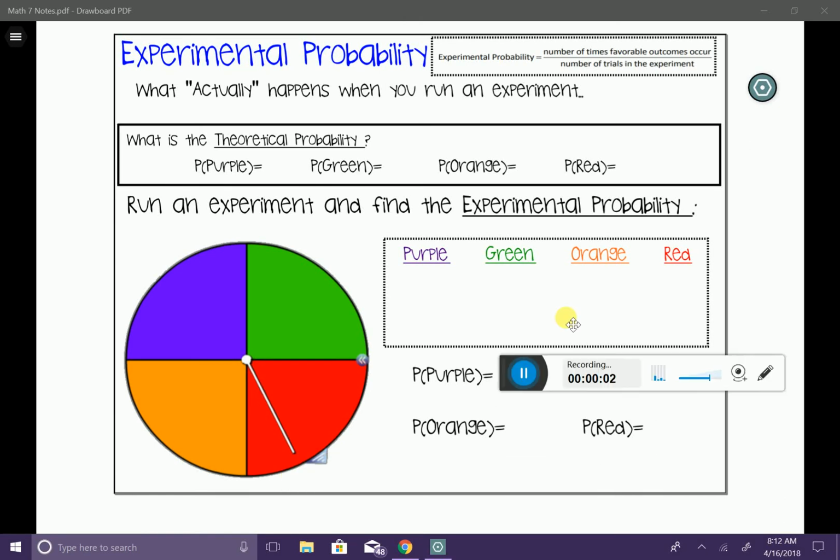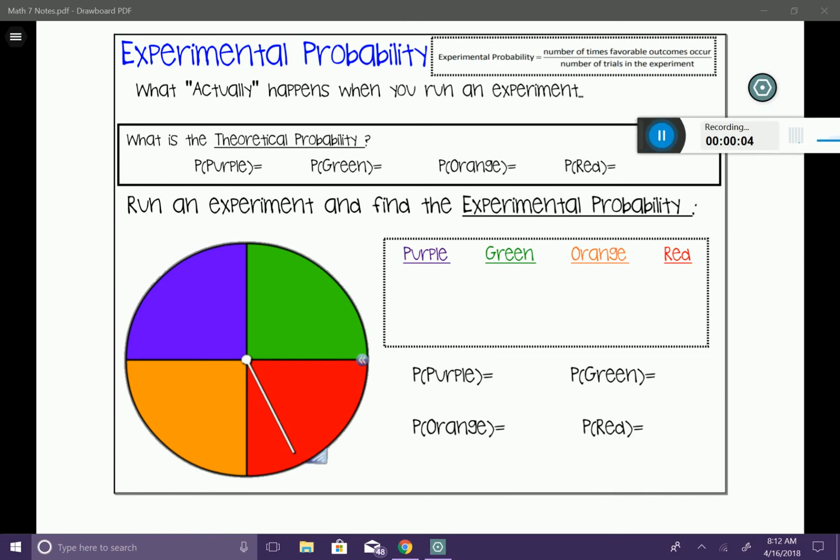In this lesson today, we're going to talk about experimental probability. Experimental probability is what actually happens when you run an experiment. And we can look at the ratio above, and experimental probability is equal to the number of times or favorable outcomes that occur over the number of trials in the experiment.